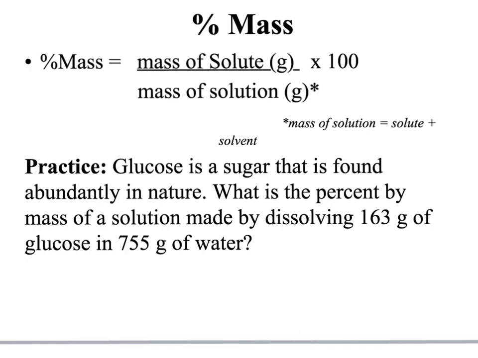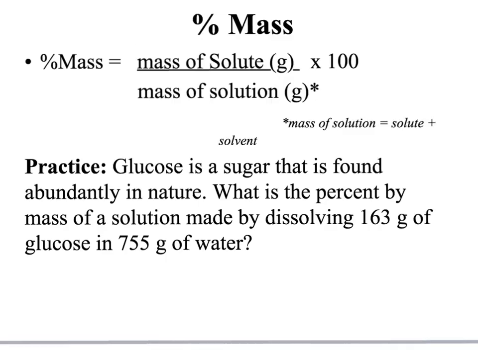Hey Chem Fam, we are going to talk about percent mass, which is another type of concentration. We've already talked about molarity, which is moles per liter, and percent mass is just going to be a very simple equation, a way to talk about how concentrated or dilute something is.